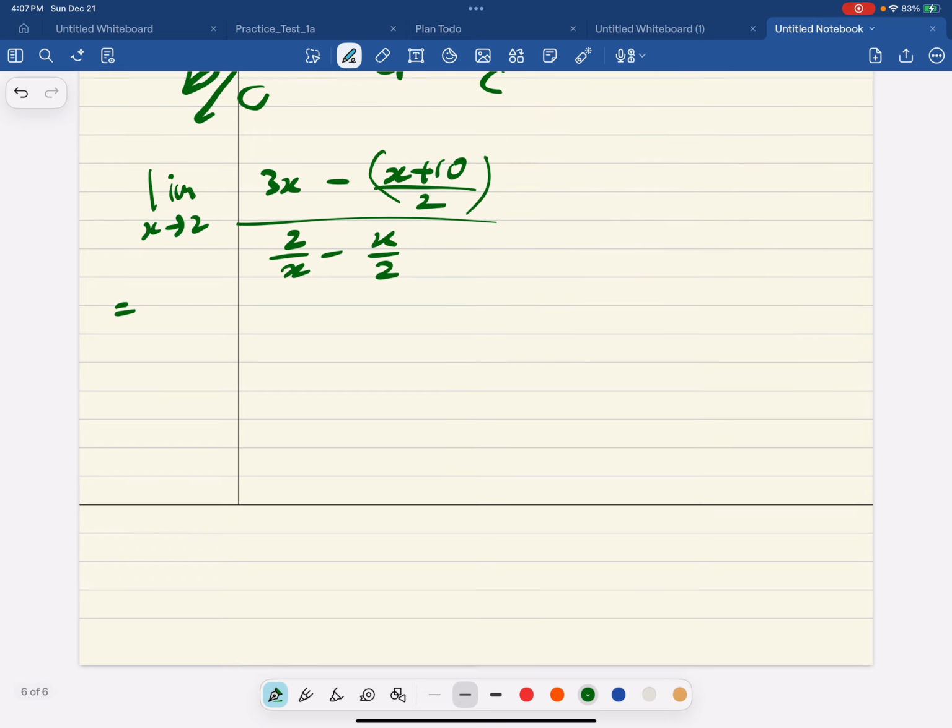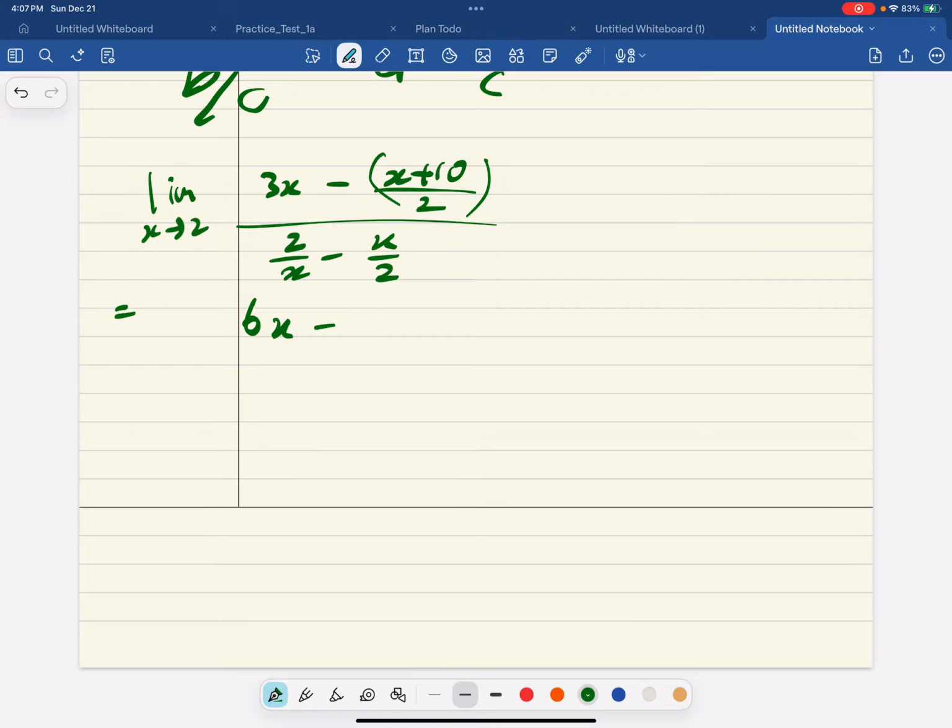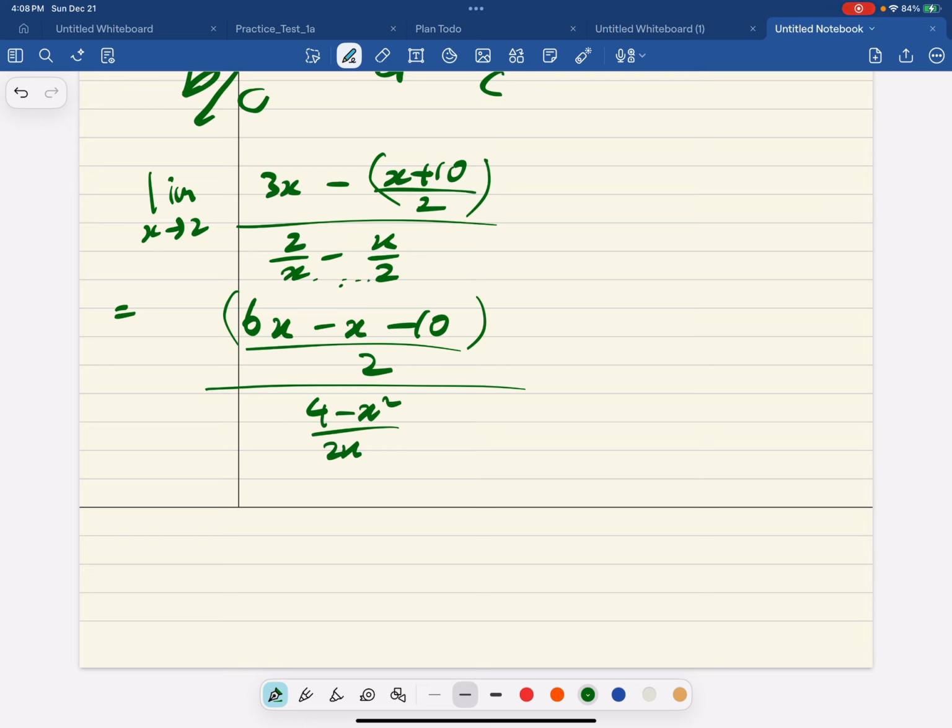In this case here, we can actually do 6x minus x minus 10 over 2. So what I did here is just multiply 2 with this 3 here, so that they have a common denominator. And on the bottom, we have the same thing, but 4 minus x squared over 2x. Just need to find a common denominator between 2 and x. This should be really basic high school math. And 4 minus x squared comes from, again, whatever you do to the bottom, you do to the top. And it will become 4 minus x squared.